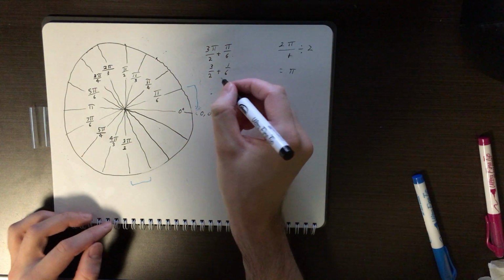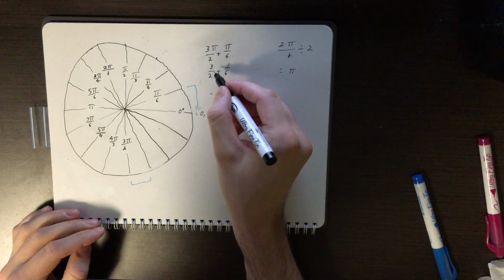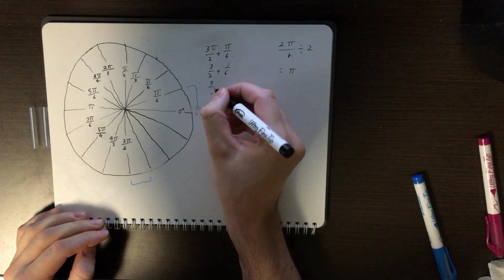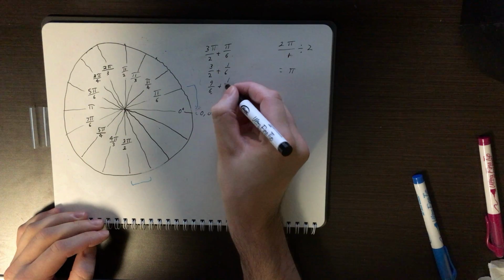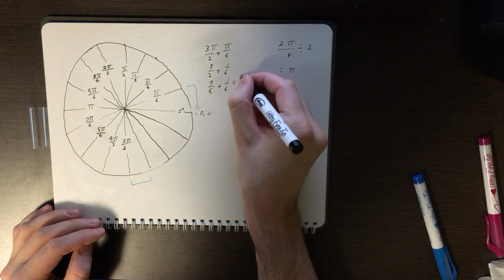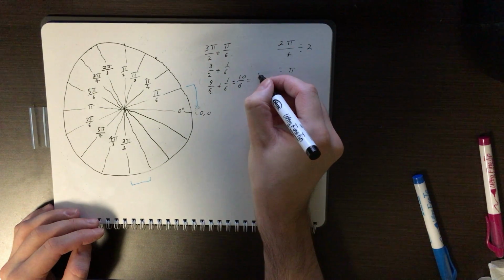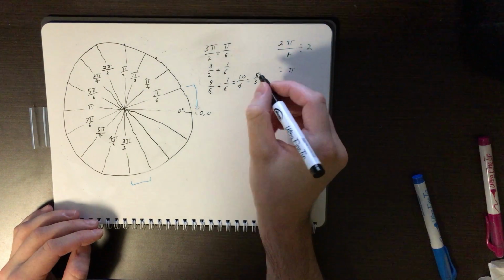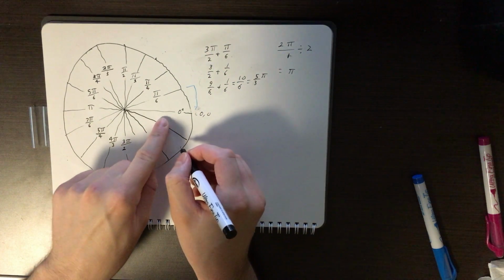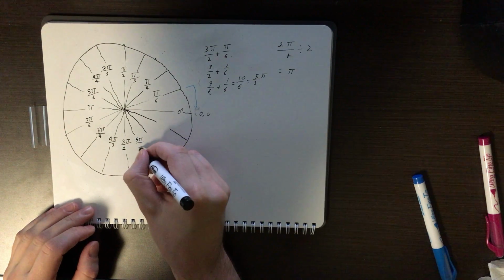Finding the lowest common denominator, we multiply both the numerator and denominator of the left fraction by 3. So we get 9 over 6 plus 1 over 6, or 10 over 6. And this just simplifies to 5/3. And we tack on a pi. So we have 5 pi over 3.